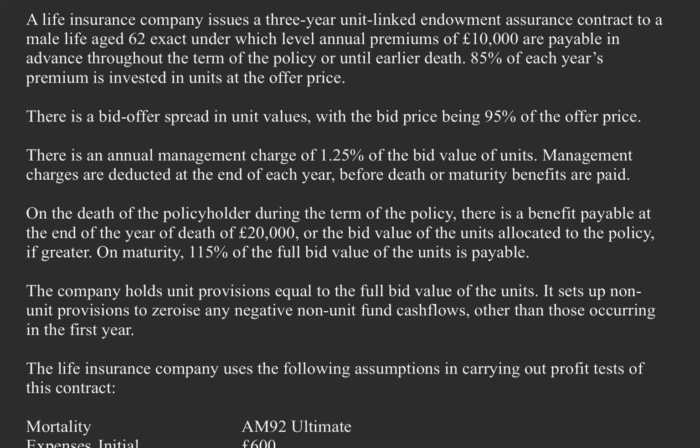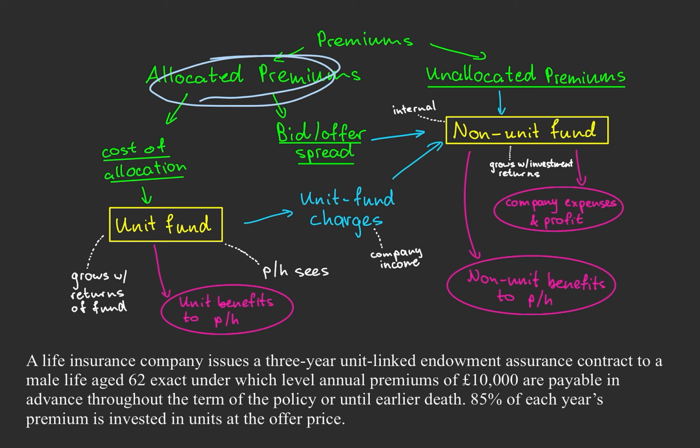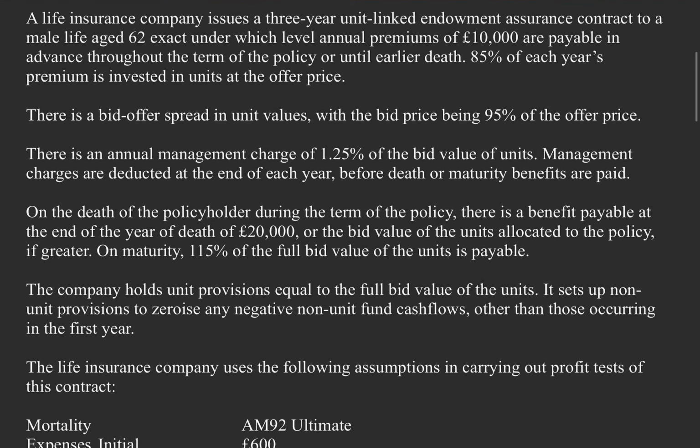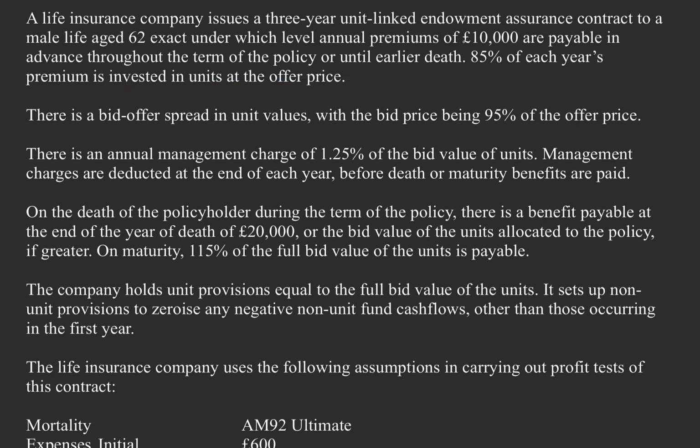Okay, 85% of each year's premium is invested in units at the offer price. So there are these allocated premiums. Okay, 85% is the allocation percentage, so 15% here is going to the non-unit fund. It also says that there is a bid-offer spread in the unit values, with the bid price being 95% of the offer price. In other words, a 5% bid-offer spread.